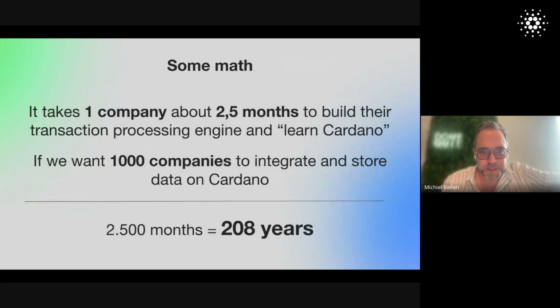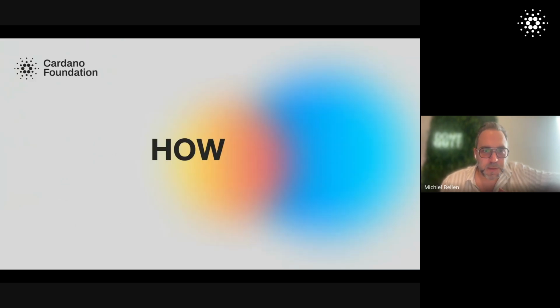So that's something I tried to fix. If we do some simple math, if one company takes about 2.5 months to build their transaction processing engine and actually learn Cardano, and we want 1,000 companies to go through this, it's 2,500 months, which equals 208 years. Of course, we don't have that time. We don't want to spend that time. Nobody wants to spend that time.